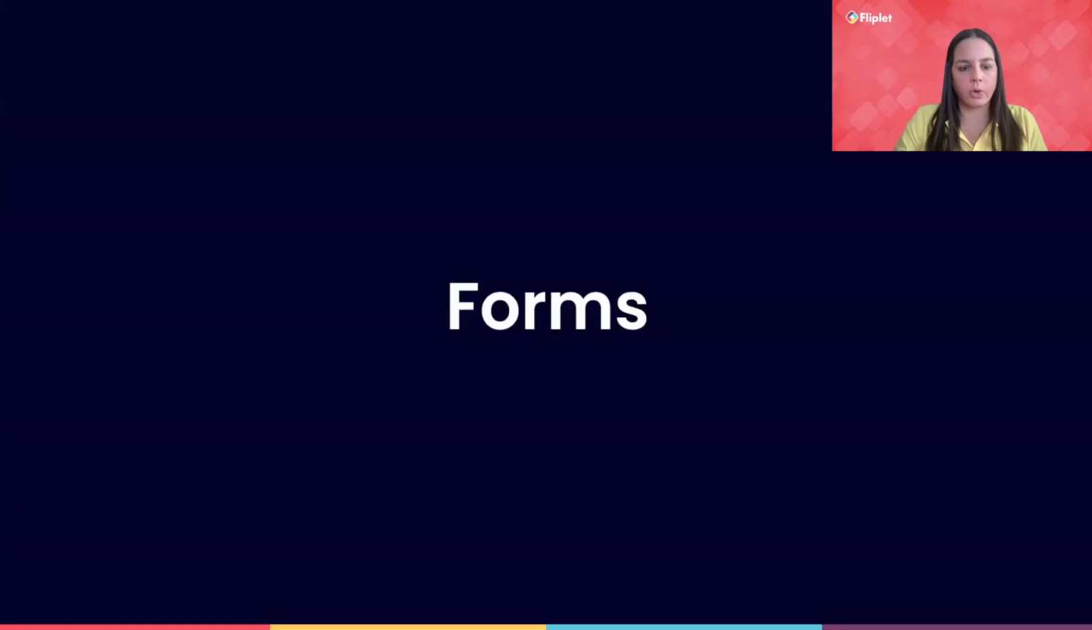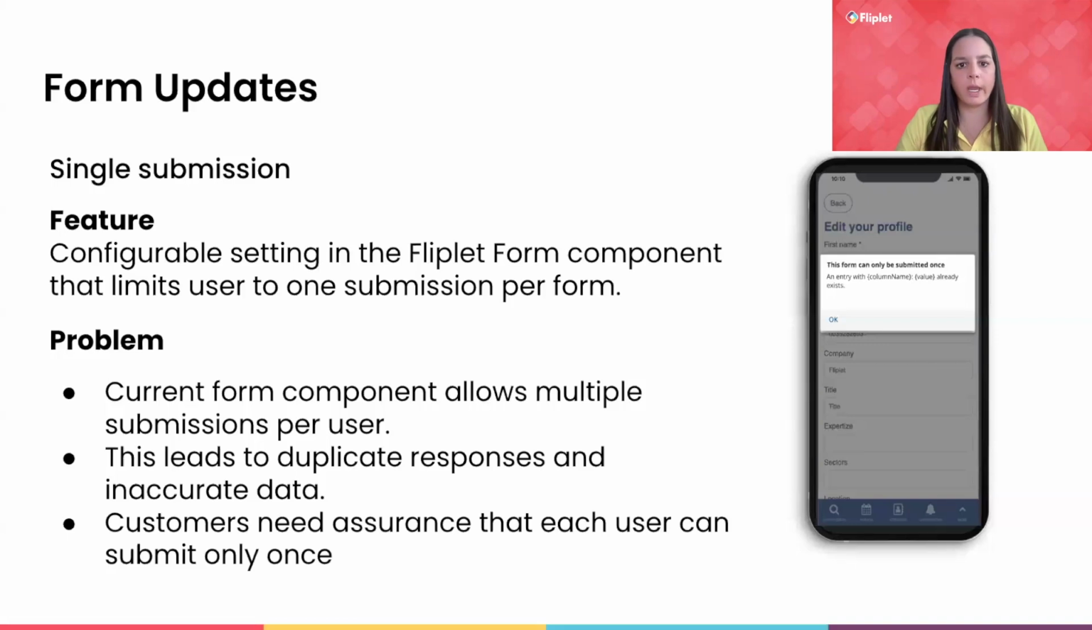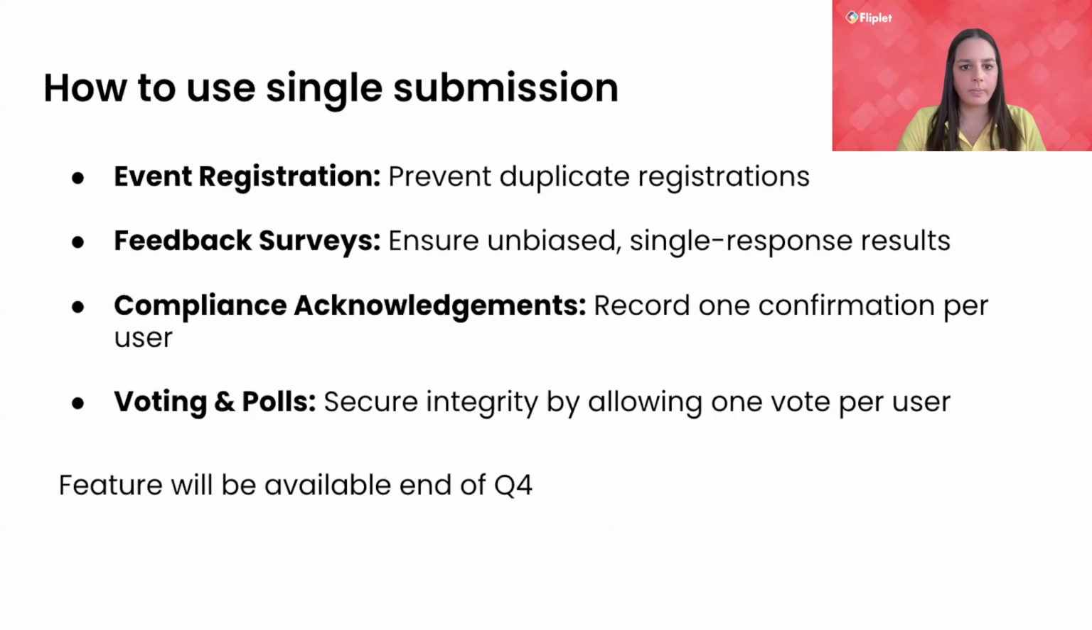I'm going to now talk about forms. We are introducing a new setting in our form component called single submission. This feature is going to control how many times users can submit a form. In this case, it's going to be one. Previously, forms allowed multiple submissions, which could lead to duplicate responses and inaccurate data, especially in use cases like surveys, feedback forms, and registration. So with this new option, app creators can give customers the confidence that each submission will only happen once.